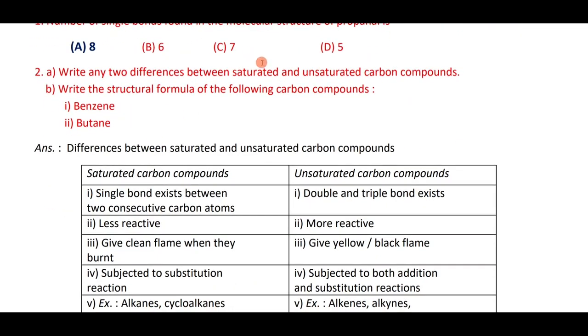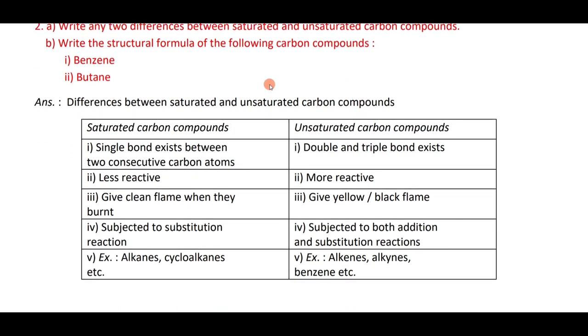Already we have learnt the difference between saturated and unsaturated carbon compounds. Single bond saturated, double bond and triple bond unsaturated. Saturated carbon compounds are less reactive, whereas unsaturated carbon compounds are more reactive. The saturated compounds give clean flame, whereas unsaturated carbon compounds give yellow or black flame.